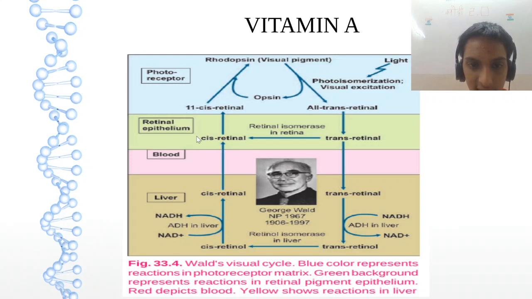Then the number 11 will be added, entering the photoreceptor as 11-cis retinal. It combines with the free opsin to form 11-cis retinal opsin, or rhodopsin. This is the Wald visual cycle.